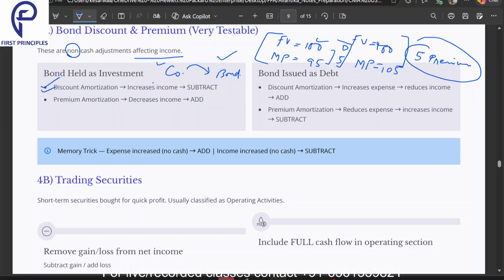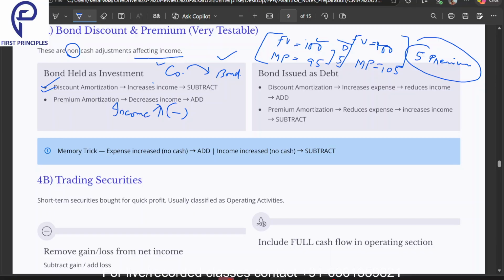So in the indirect method rule, whenever income increased without extra cash, we need to do what? We need to subtract it. Okay, I'll explain it again. What happens in the discount amortization? The company bought the bond at a discount. Now this discount amount will get reduced. Because of this, interest income becomes higher, meaning income is going to increase.